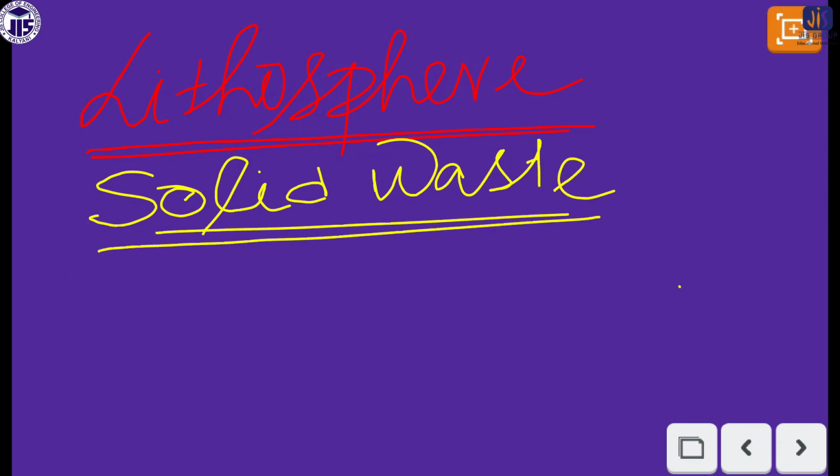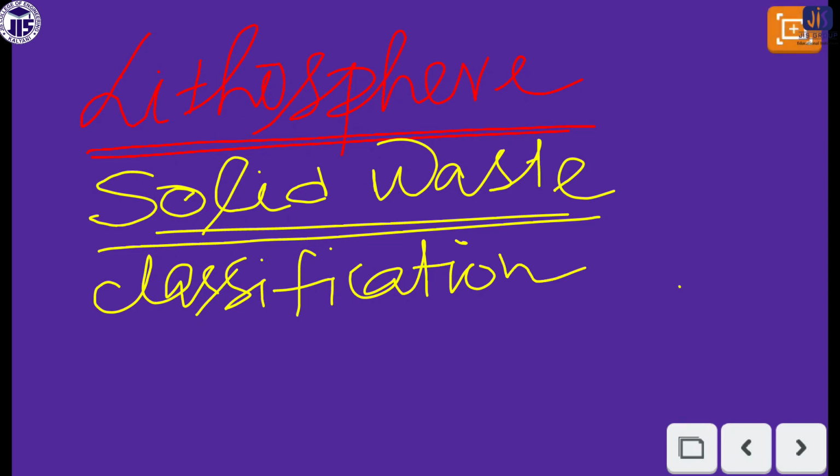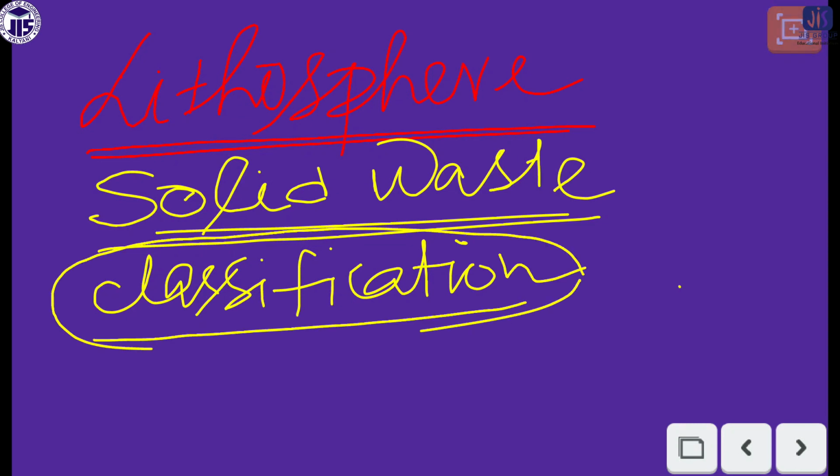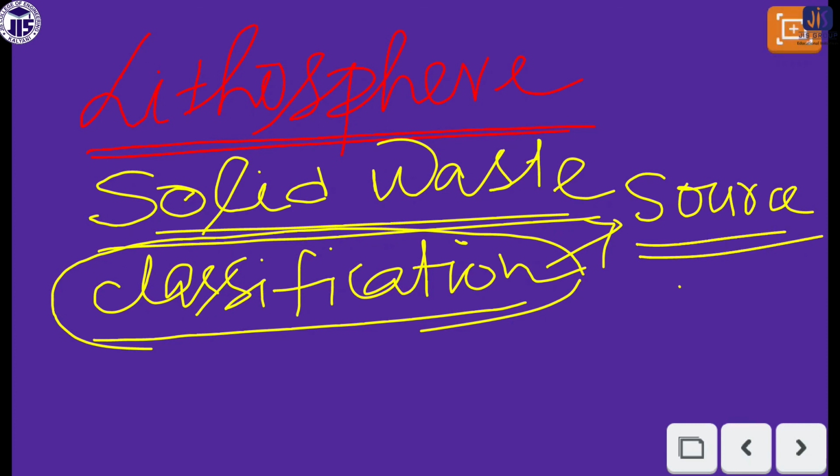The third is the classification of the solid waste. There are two ways of classification. The first one depends on the source, that is, from where it is generated. The second classification depends on the scientific point of view, either it is biodegradable or non-biodegradable.